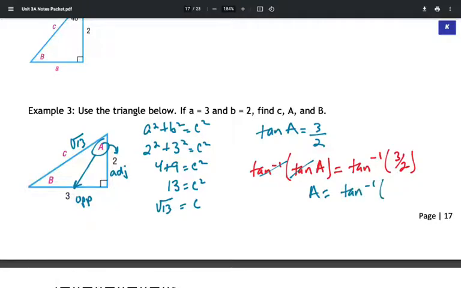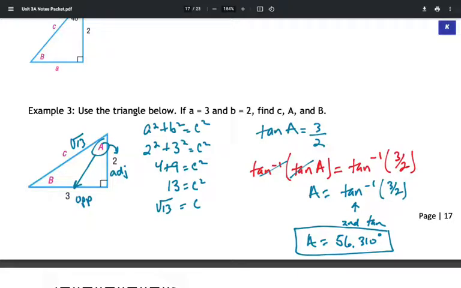So what we're going to do is type in our calculator. To get this, I hit second and then tangent, and then type in that fraction 3/2 to figure out what A is. And I get 56.310 degrees. I want to make sure I put the degree symbol because otherwise we're talking about radians, which would be a completely different angle. All right, to get angle B, I'm going to do 180 minus 90 minus that 56.310 degrees. And I get 33.690 degrees.